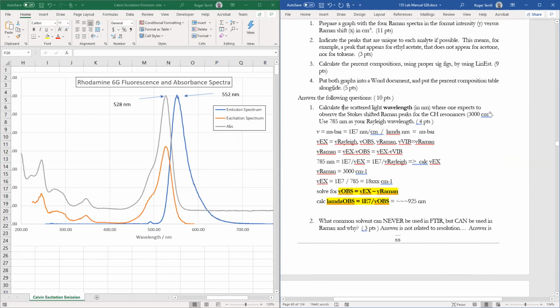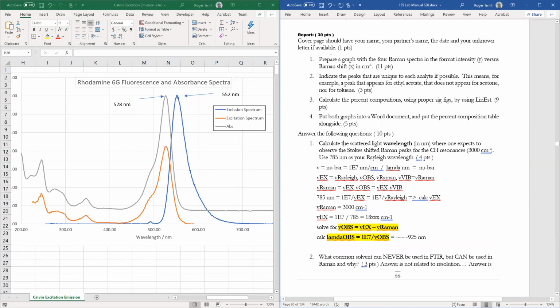Yeah, it looks similar. It says one's the Raman spectra plots, one's the identification of peaks, one's the percent composition calculation. Right, that's all what I have here in the lab manual. So I think they should line up. Okay.